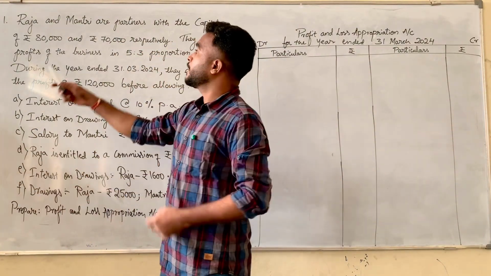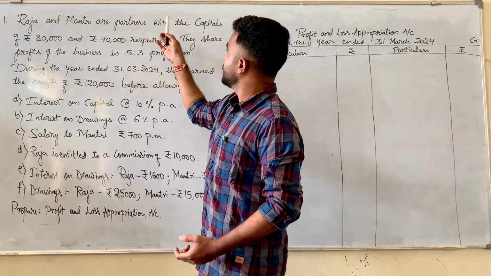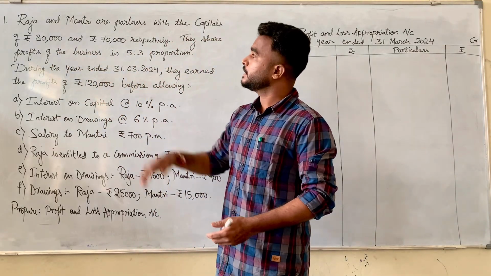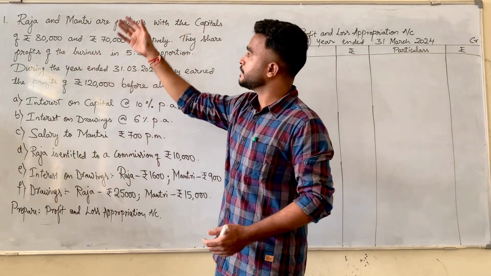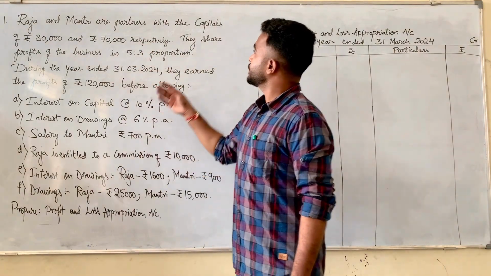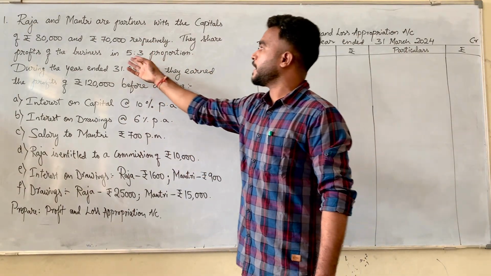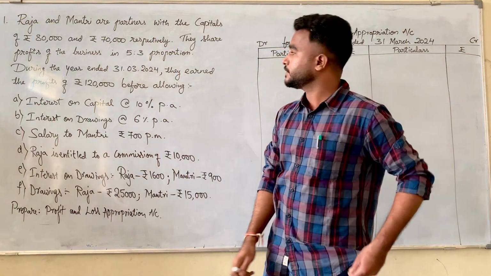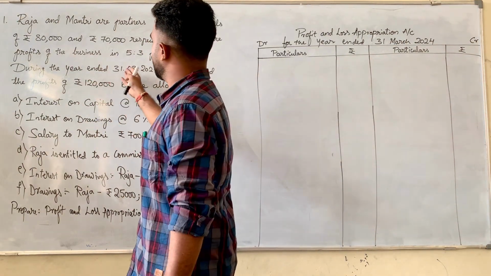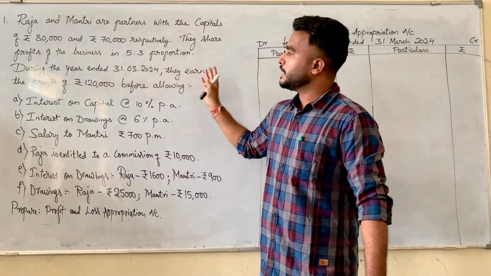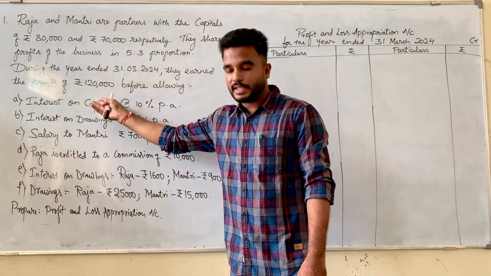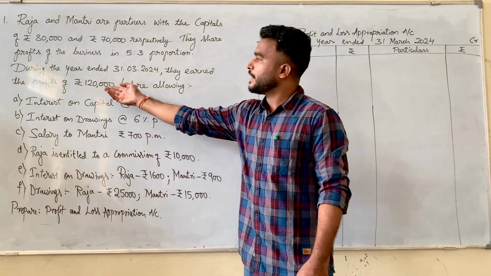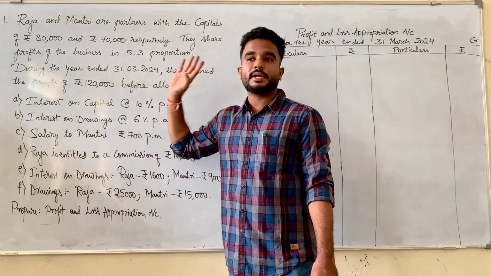Question number 1. Raja and Mantri are partners with the capitals of rupees 80,000 and 70,000 respectively. What is Raja's capital? 80,000. Mantri's capital? 70,000. They share profits of the business in 5:3 proportion. So they are sharing profits and loss in the ratio of 5:3. And then during the year ended 31st March 2024, they earned the profits of rupees 1,20,000 before allowing. Before adjusting for these items, they have earned the profits of rupees 1,20,000.